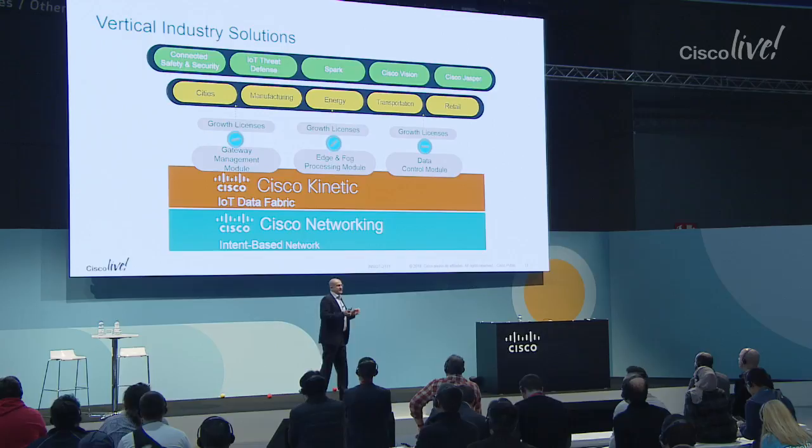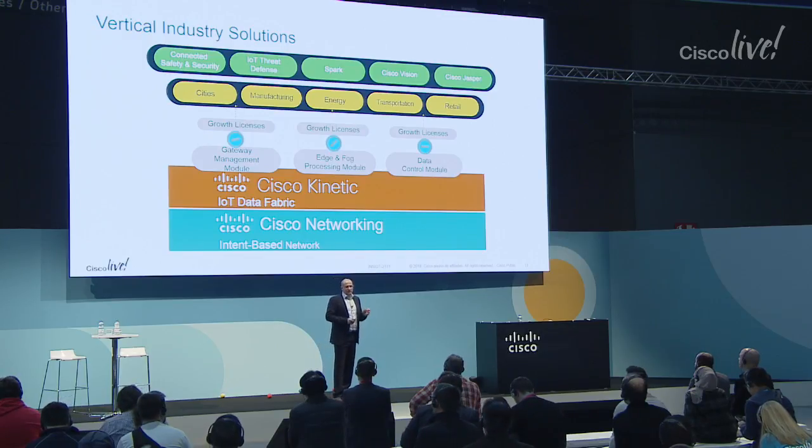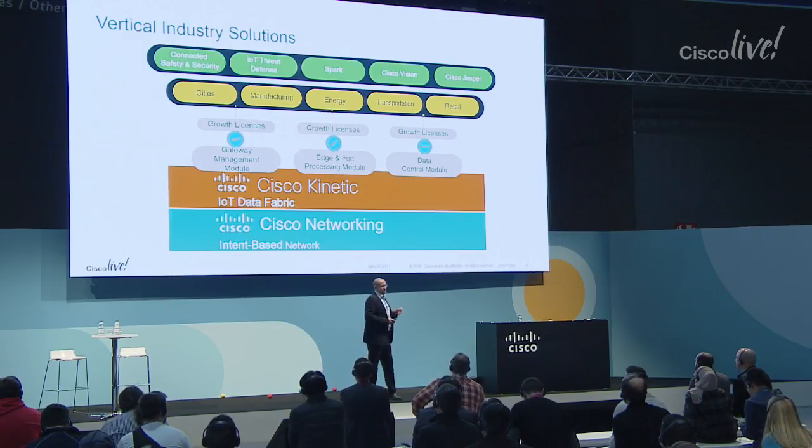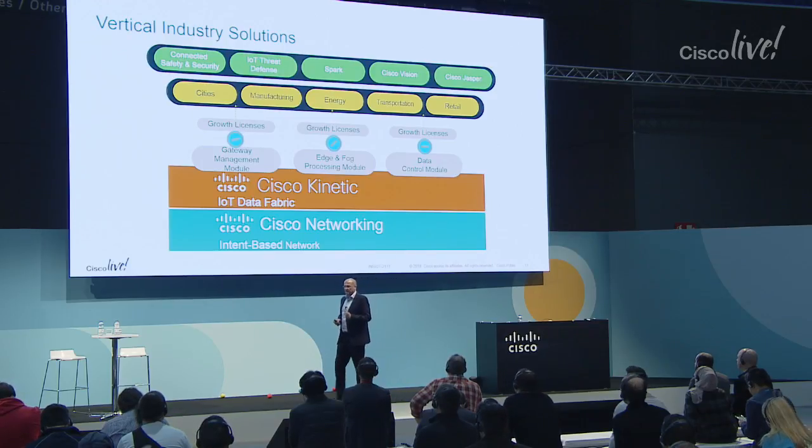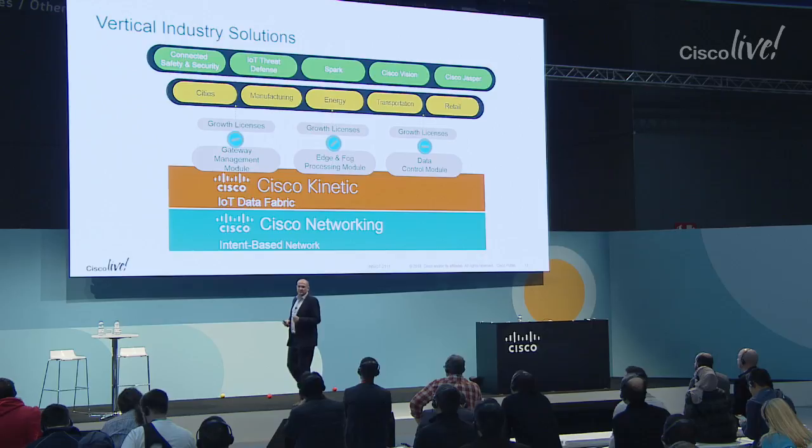If you get Cisco Kinetic, you have access to all three modules. But based on your own use case, you can dial up the licenses of each of the modules. You also can extend the platform with industry-specific solutions. We have a strong focus on five industries: cities, manufacturing, energy, transportation, and retail.